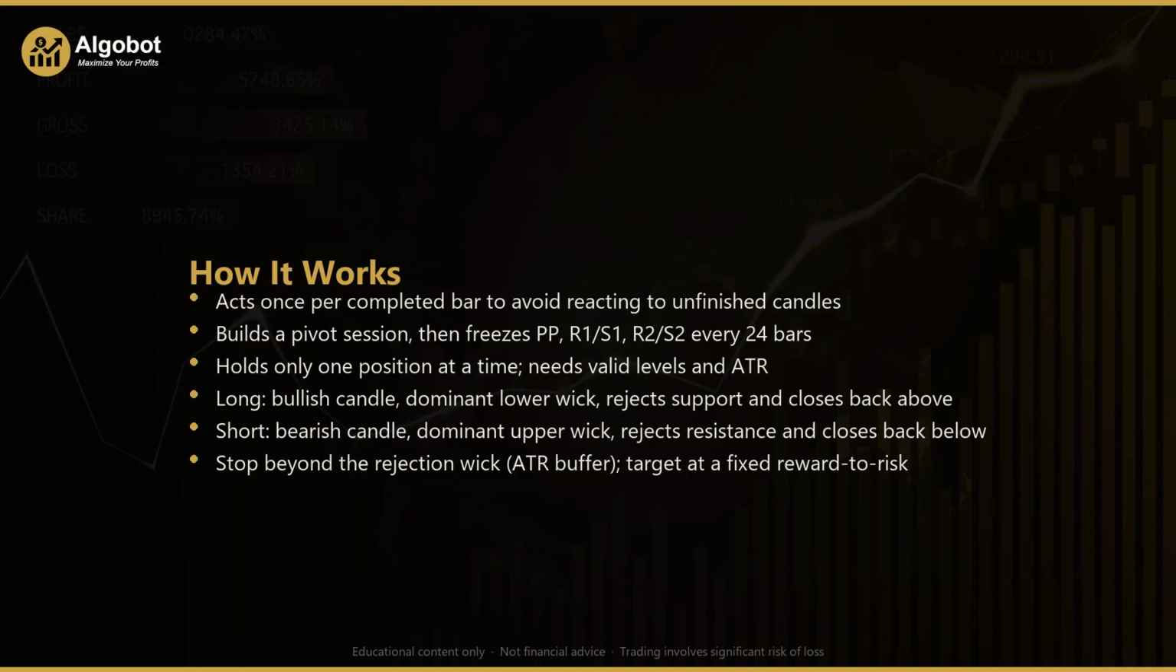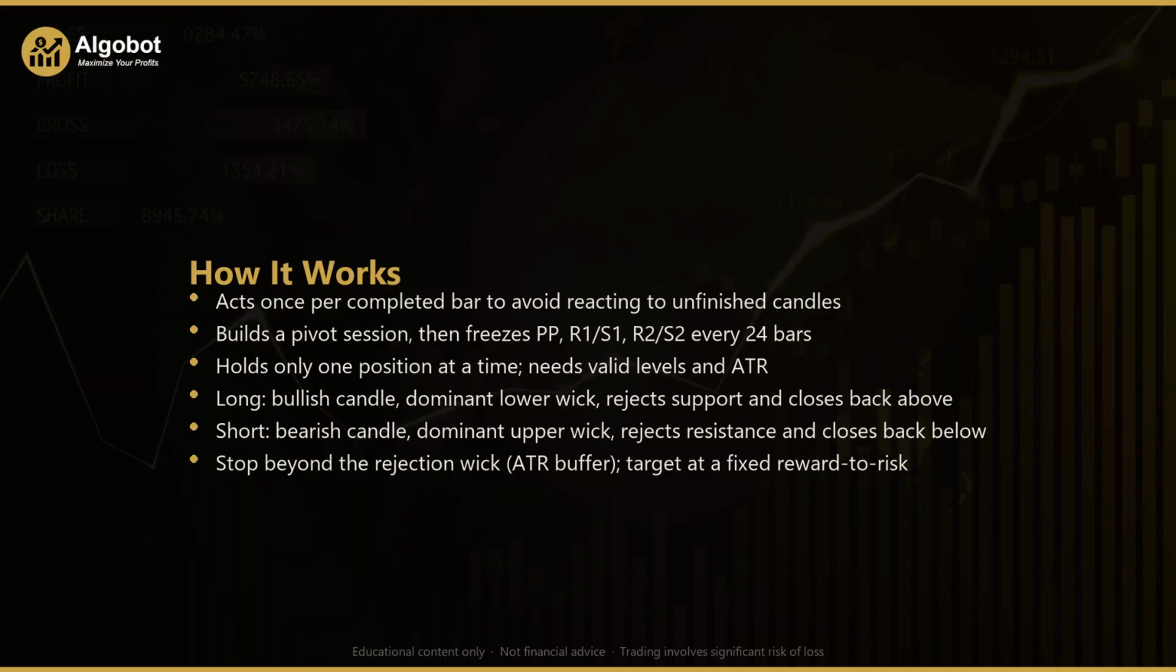Now the entry logic. For a long, three things must line up. The candle must be bullish, meaning it closed above its open. Its lower wick must be dominant, making up at least 45% of the total bar range by default, which is the wick ratio setting. And that candle must have dipped down to touch support 1 or the deeper support 2, while closing back above it. When all three agree, the strategy reads it as buyers rejecting support, and it signals a long.